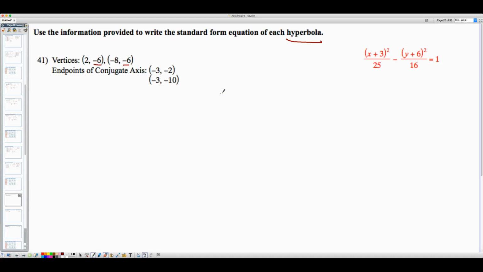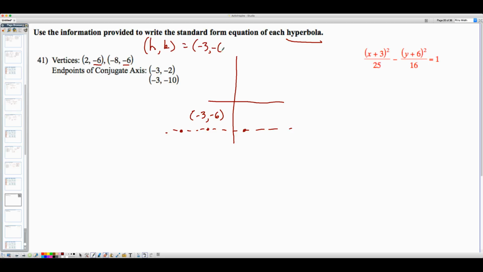So I'm going to just draw a real quick little sketch here. If I'm at -6 in the y direction, and I'm going to be at 2 or -8 for my vertices. So halfway between 2 and -8 is going to give me -3. So this value would be at -3, -6. And that's going to be my center. My h, k is going to be at -3, -6.